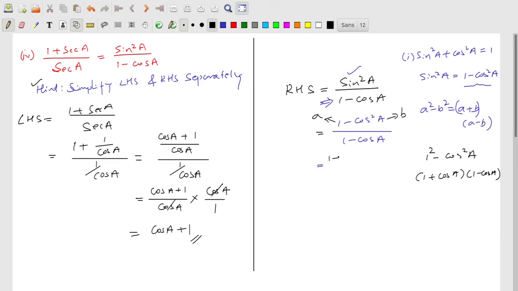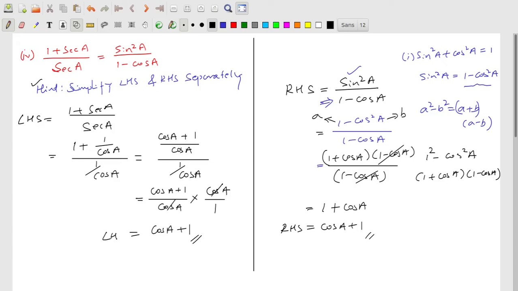So let me take 1 plus cos A, 1 minus cos A here, and in the denominator 1 minus cos A. Now you can cancel out 1 minus cos A with 1 minus cos A, and you will be left with 1 plus cos A, or you can write it as cos A plus 1. So this is the RHS and this is your LHS. Both the LHS and RHS are the same, hence proved.